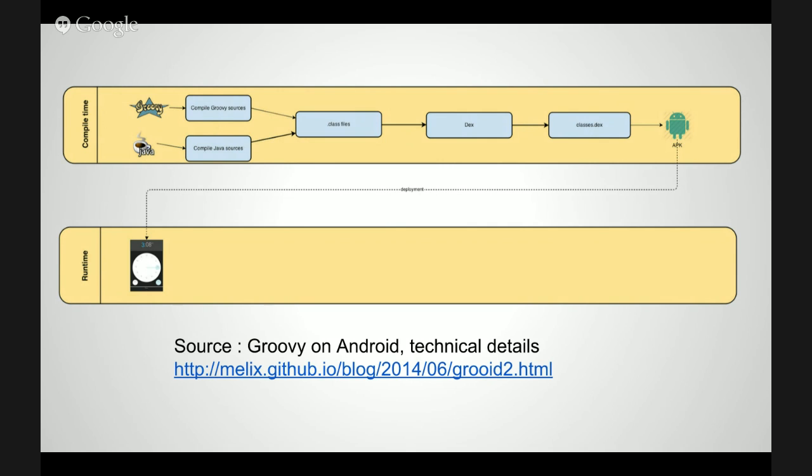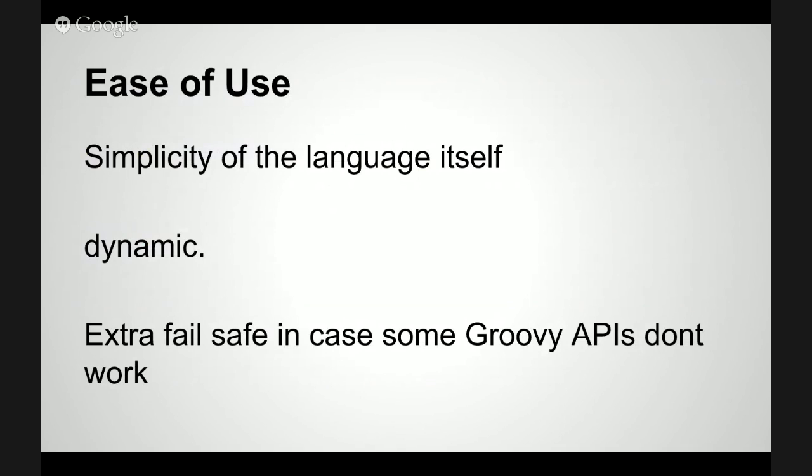That means it doesn't have an additional layer in order to compile to class files. So it's pretty helpful. And of course, to check out the technical details of Groovy on Android, you can check out Cedric's blog over here. So, all right, let's go on.